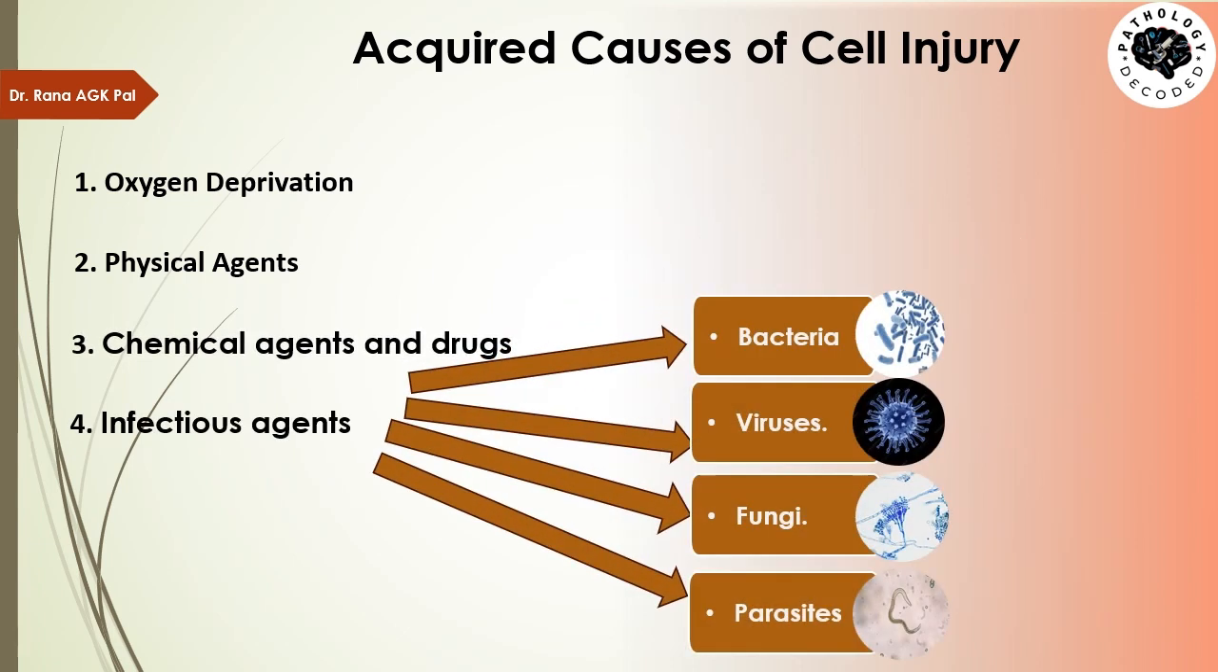In the fourth group, we have infectious agents, and these infectious agents include various bacteria, viruses, fungi, and parasites. All of them are causing cell injury in our body on a daily basis.